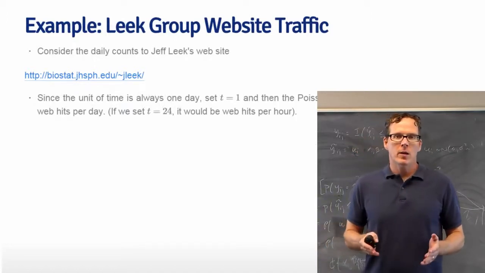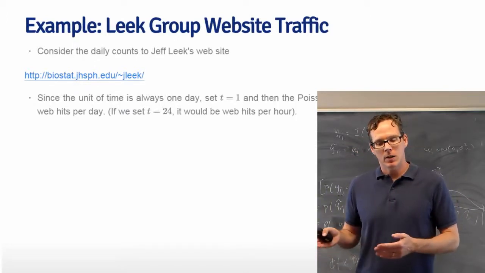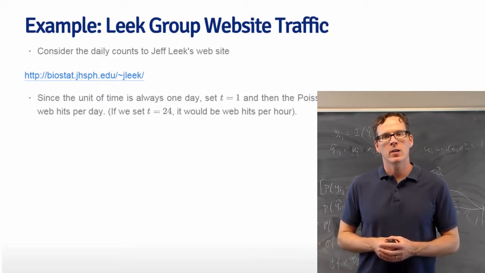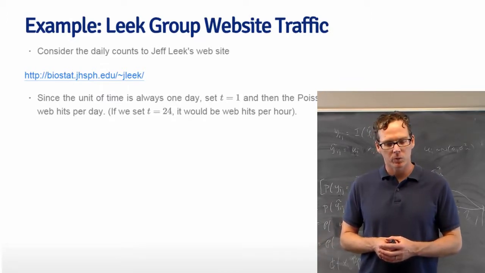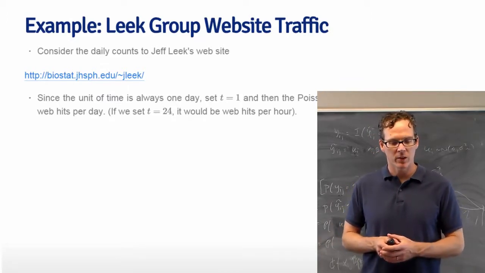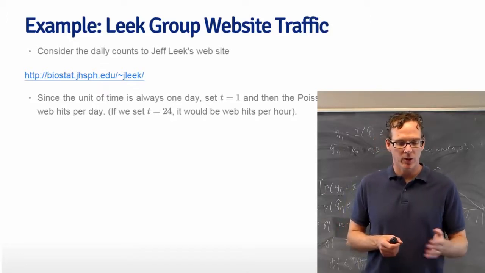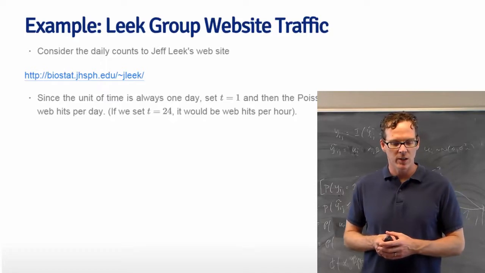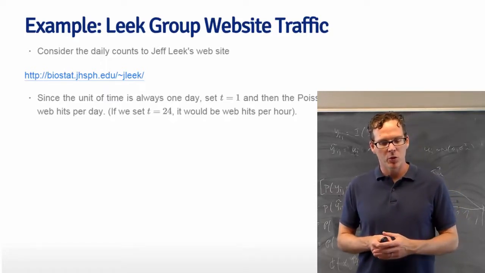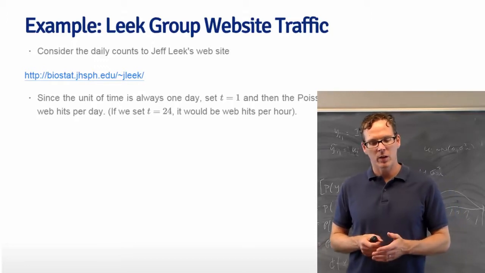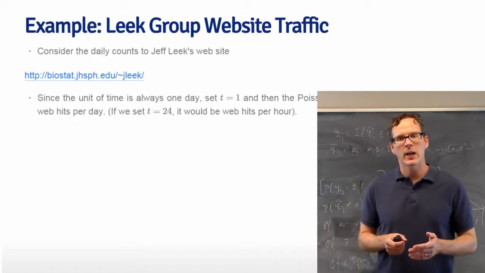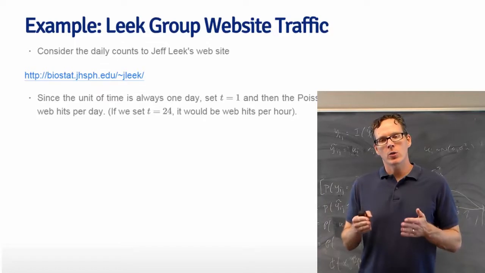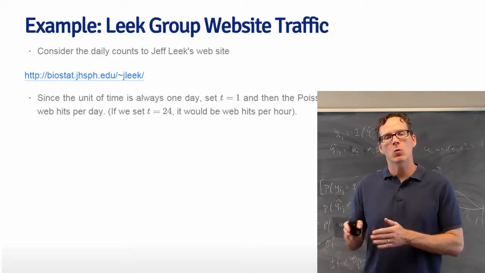So as an example, let's look at Jeff Leek's web traffic. This is his website, biostat.jhsph.edu/JT Leake, and the Poisson mean in this case is interpreted as the number of web hits per day. So our time in this case is t equal to 1.